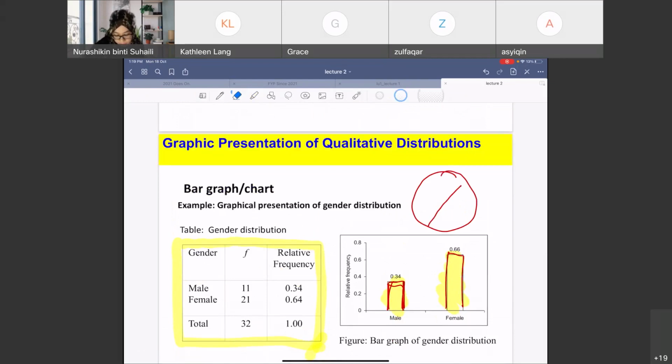Maybe this one is 66%, 34%. You can get the idea directly. Like, okay, more than 50% are female. So that's why we move to using graphs or charts rather than tables.